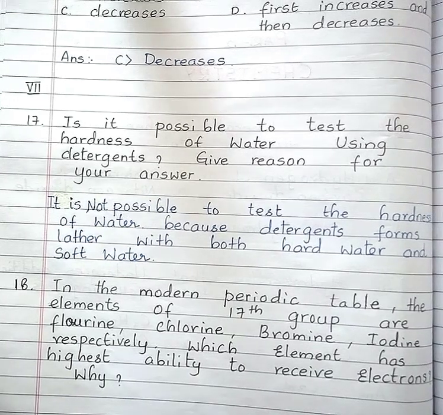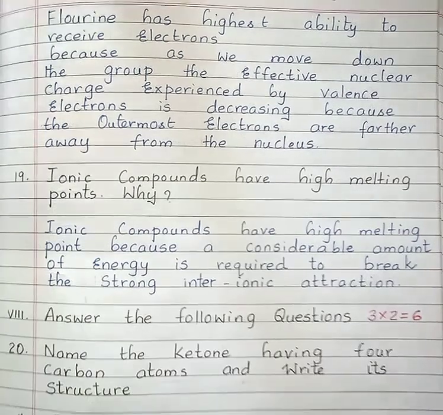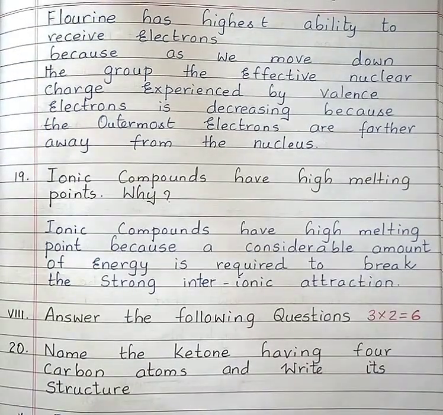Question 18. In the modern periodic table, the elements of the 17th group are fluorine, chlorine, bromine, iodine respectively. Which element has the highest ability to receive electrons? Why? Answer. Fluorine has the highest ability to receive electrons because as we move down the group, the effective nuclear charge experienced by the valence electrons is decreasing because the outermost electrons are farther away from the nucleus. Hence, fluorine has the highest ability to receive the electrons.